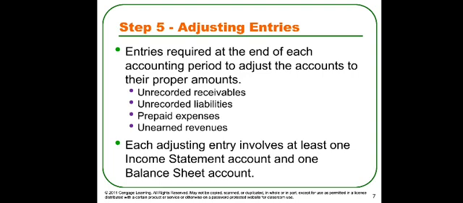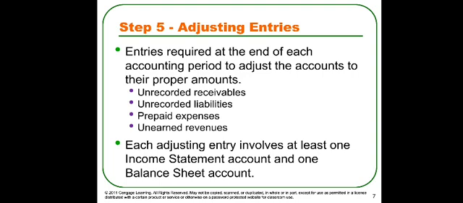The first one is the unrecorded receivables. The second one is the unrecorded liabilities. The third one is prepaid expenses. Number 4 is the unearned revenues. So we will see each of these types of adjusting entries in the later slides.